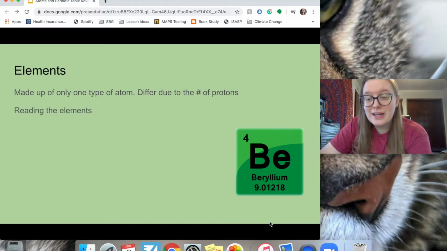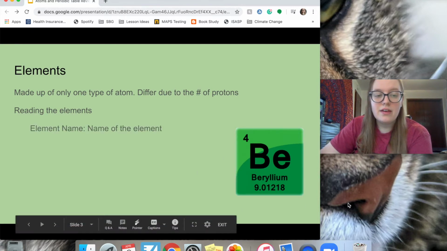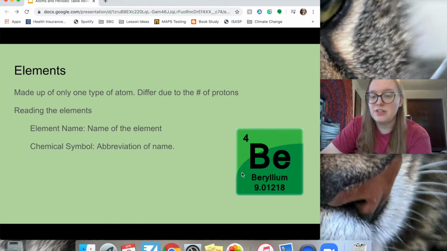So when we're reading our elements, we have beryllium right here. We have our element name, which is the name of the element, so beryllium. We have the chemical symbol, which is an abbreviation of the name. In this case, it is Be. So whenever we have an element that has two letters for its symbol, remember that the first letter is always going to be uppercase and the second letter is always going to be lowercase.